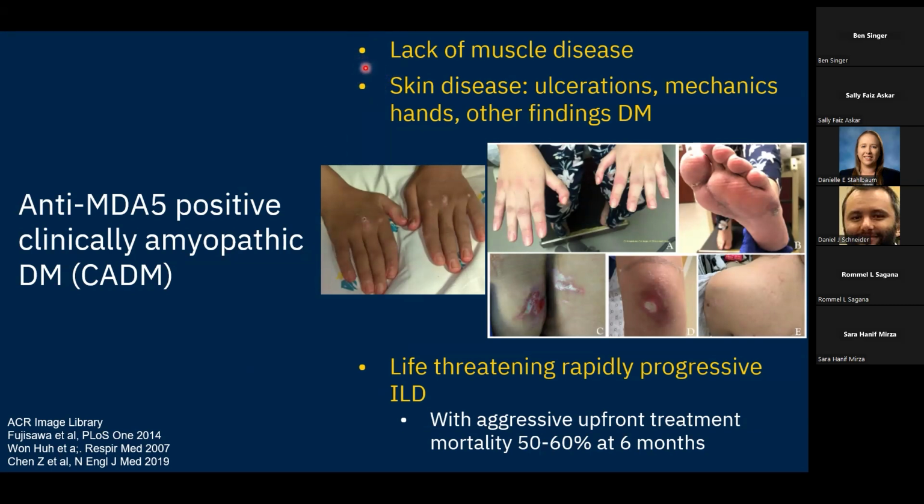and then they can have some very specific skin findings, including ulcerations on the extensor surfaces of the hands. They can occur on the feet and other extremities as well, but the back of the hands is the classic one that's described. They can get other rashes, including mechanics hands and other rashes that we looked at in dermatomyositis.